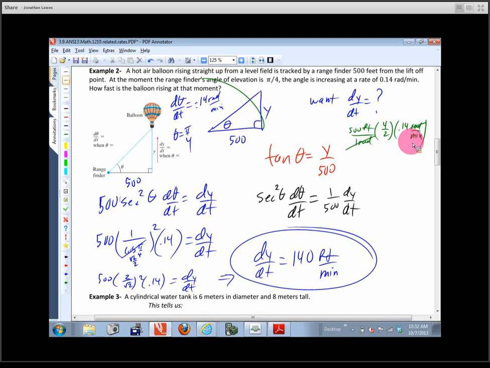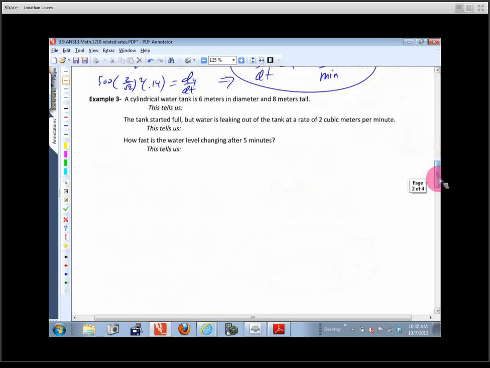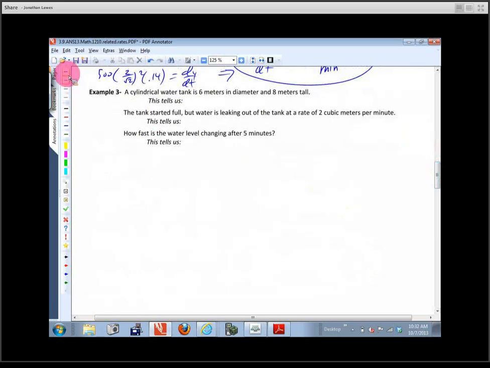Anything else? Okay. All right, let's take a look at the next problem. This one doesn't have a diagram, but I did break this down into three different parts. I've got three sentences here, which is pretty typical for these type of problems.